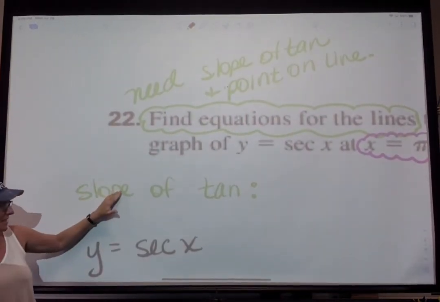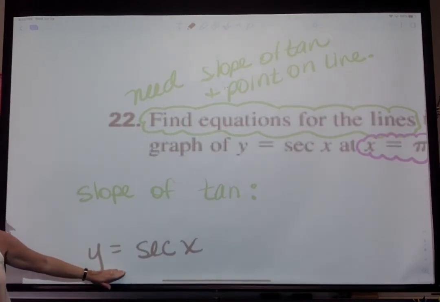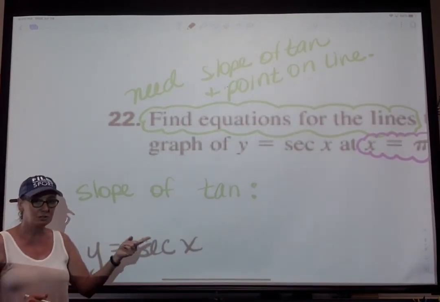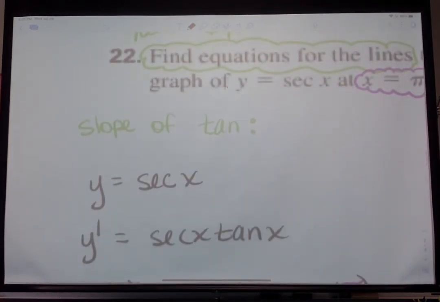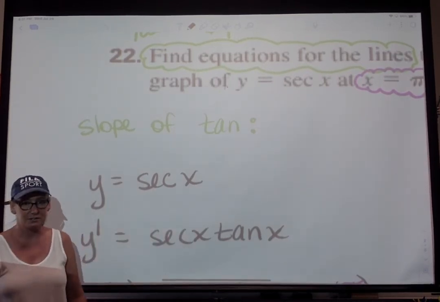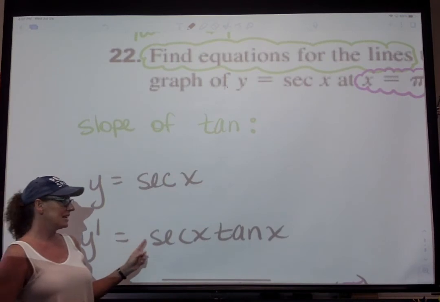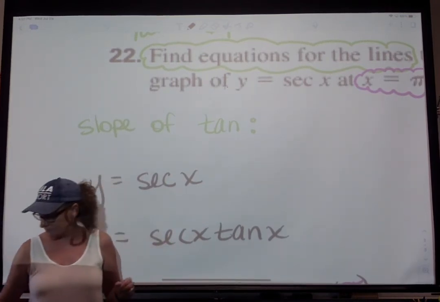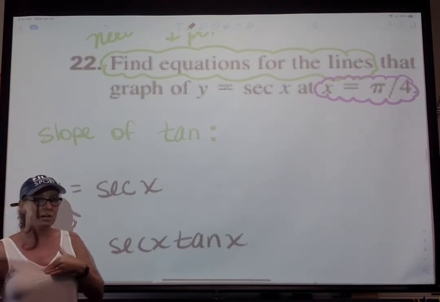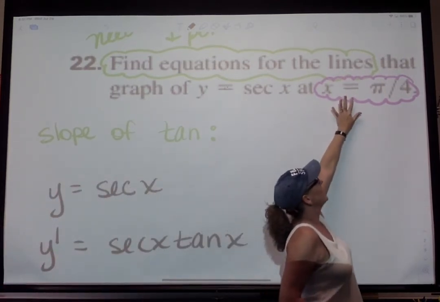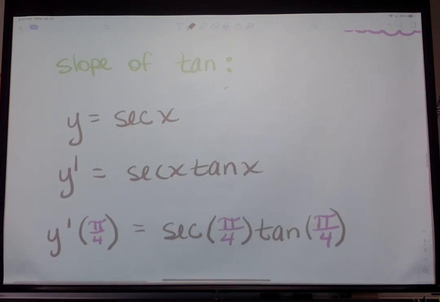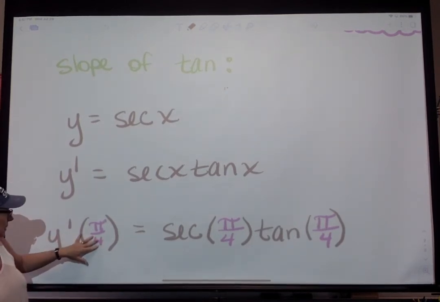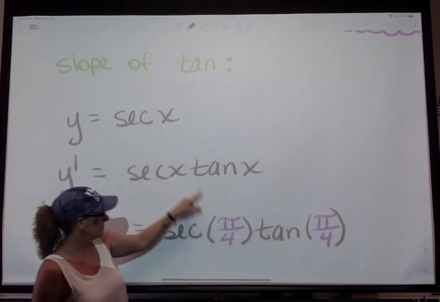To get the slope of the tangent line, we're going to need to do a derivative on our function. So flip back, see what the derivative of secant x is. Y prime is secant x times tangent x. That's the slope of the tangent anywhere. We want our tangent line right here at pi over 4. So I'm going to plug in, notice my notation, I'm going to plug in pi over 4, sub in, sub in, sub in.